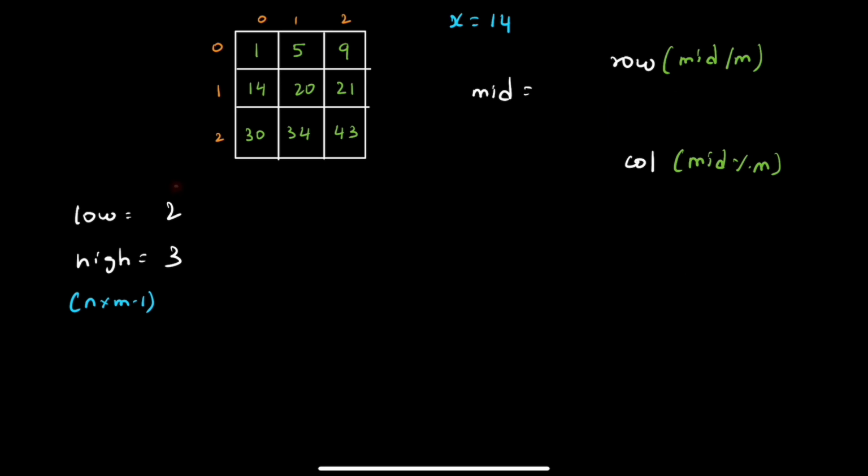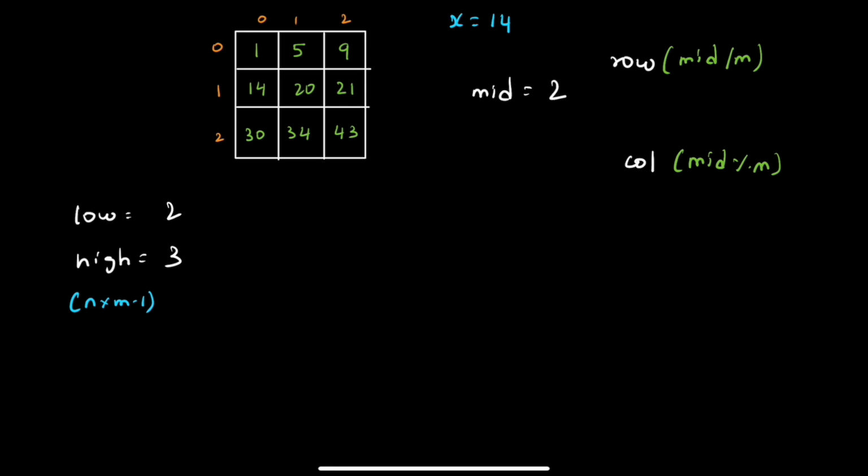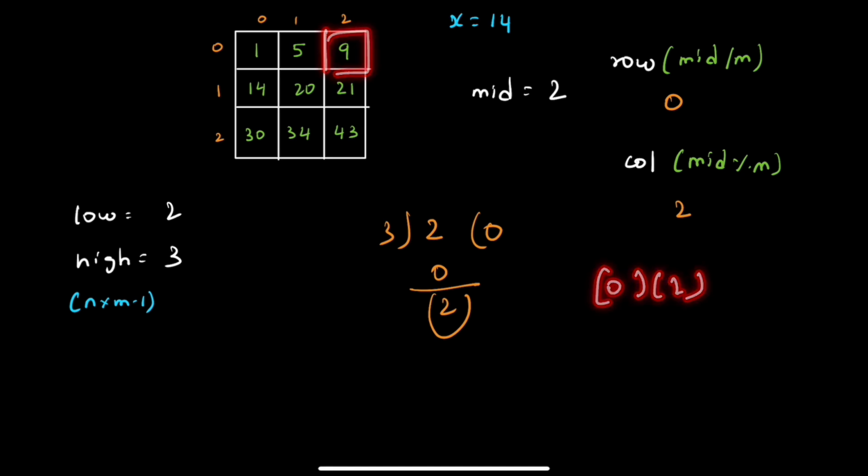Again, we'll try to calculate mid. So mid will be 2 plus 3 by 2, which is nothing but 5 by 2, which is nothing but 2. Okay. So we got the mid as 2. Now what will be the row and column? We need to divide 2 by 3. So 3 zeros are 0, and the remainder is 2. So again we got the row as 0 but the column as 2. Okay. So we'll check at 0 comma 2, which is nothing but this. So we'll check whether 9 is equal to 14. No, 9 is not equal to 14. But 14 is greater than 9. So we'll update our low pointer with mid plus 1. Okay. So it will be 3. Simple. I'm pacing a bit fast because we have got the hang of it.